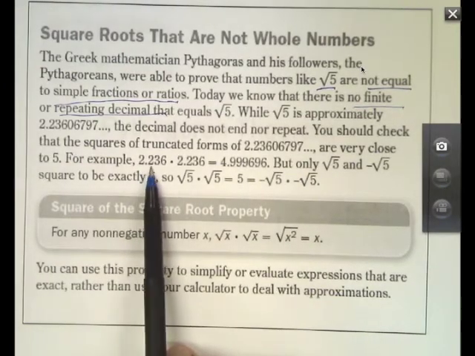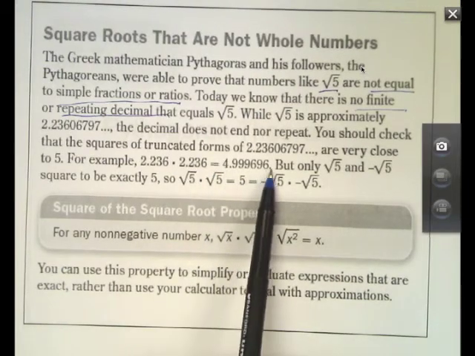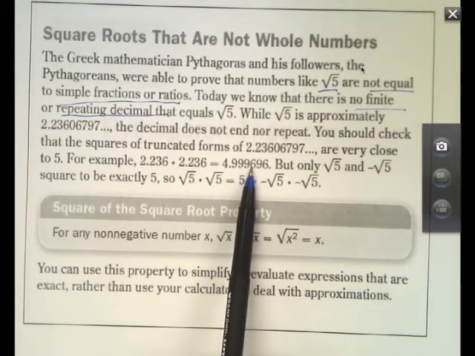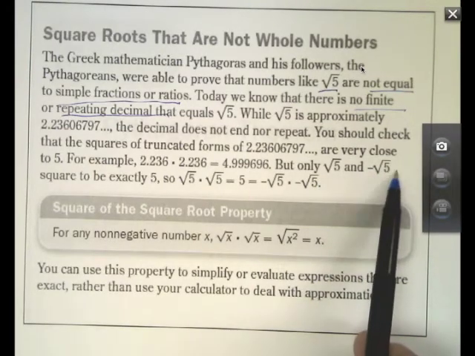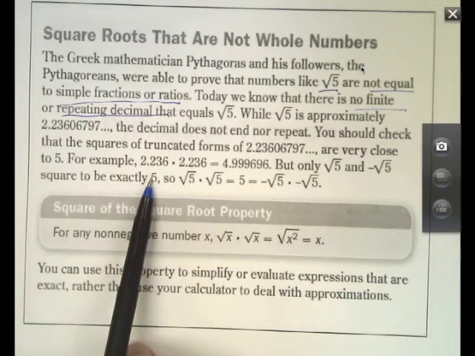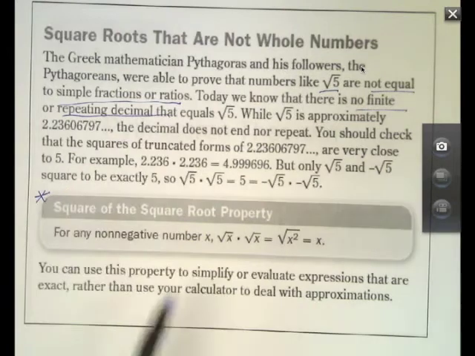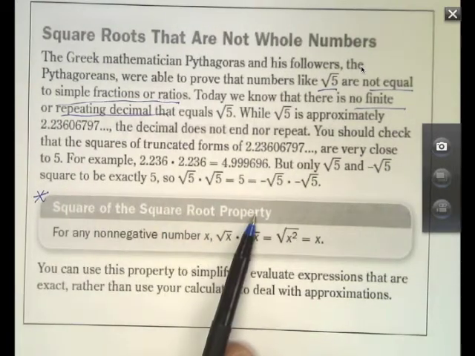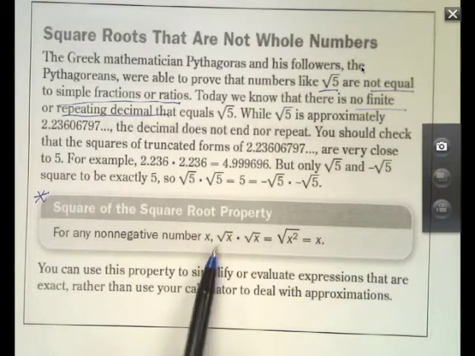You should check the squares of truncated forms that are very close to 5. For example, 2.236 times 2.236 is very, very close to 5, but it's not quite yet to 5. Only square root of 5 and a negative square root of 5 square exactly to be 5. So this is a very, very important property right here. The square of the square root property.